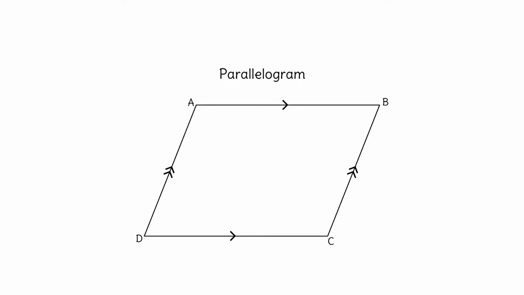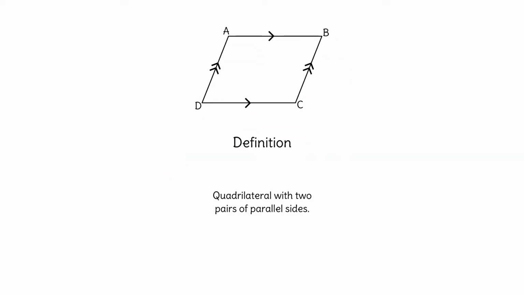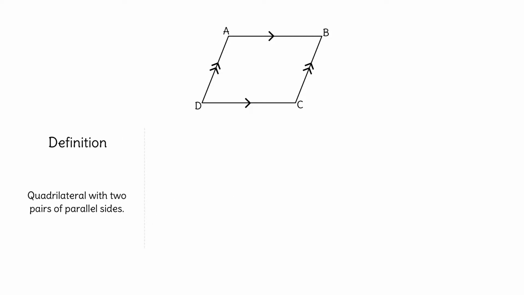A parallelogram is a quadrilateral with two pairs of parallel sides. That's the definition of a parallelogram. But parallelograms also have many useful properties, which we can prove. Properties are additional features of a parallelogram which extend beyond the definition.